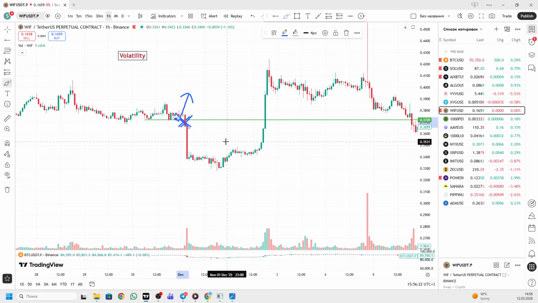Okay, but sometimes the opposite happens. You are in the trade, for example here, you enter the trade over here, and volatility starts increasing in your direction. That's great. That's exactly what we want. And in this situation, we should use it to our advantage.